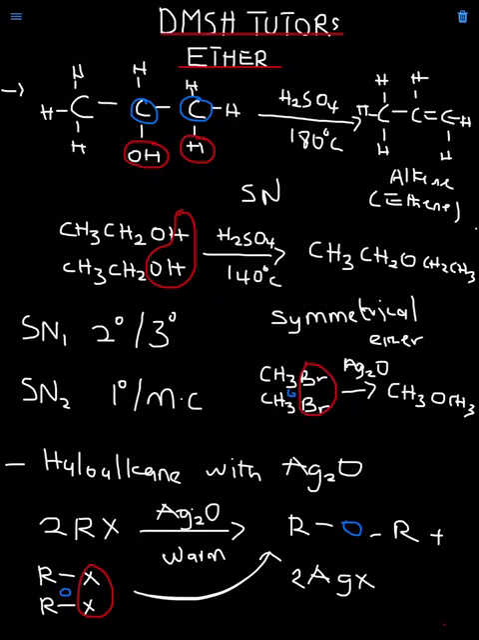These are the reactions to produce ether. As a summary, we have gone through Williamson ether synthesis, the dehydration of alcohols, and the reaction of alkyl halides with silver(I) oxide.